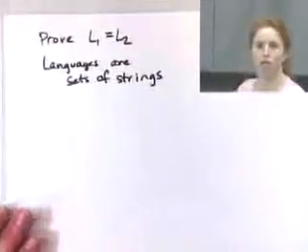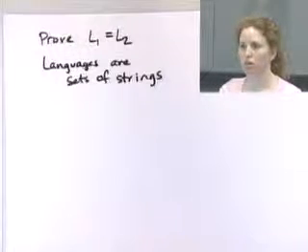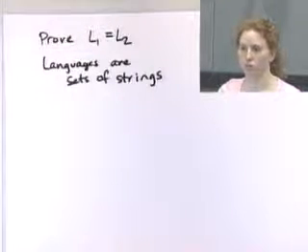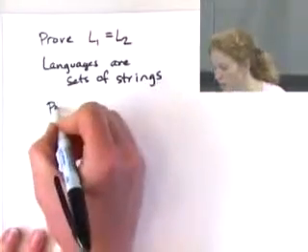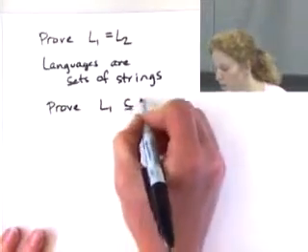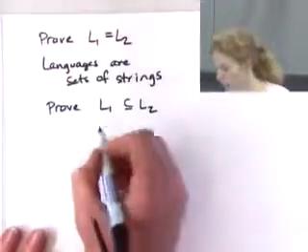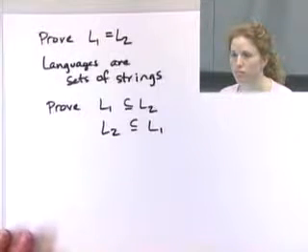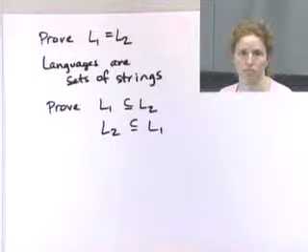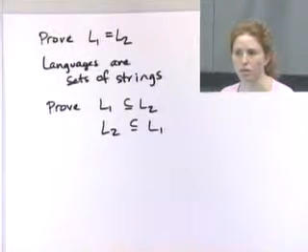So if I want to prove two sets are equal, what do I need to do? Right, that proves a subset relation, right? So I need to prove two things. I need to prove L1 is a subset of L2, and I need to prove that L2 is a subset of L1. And once I've done that, then I'm done, right?